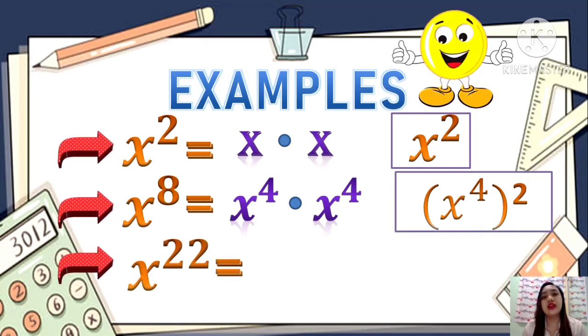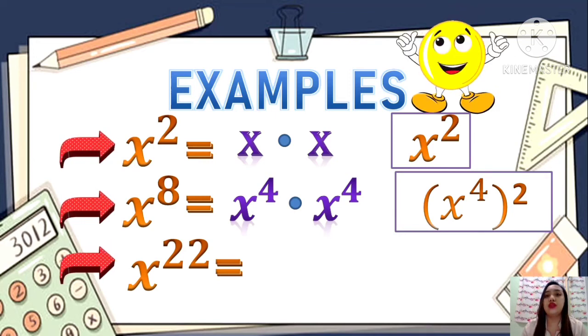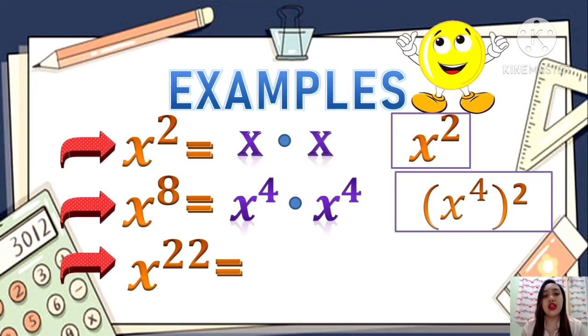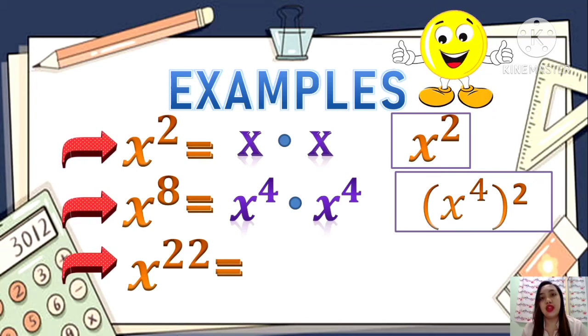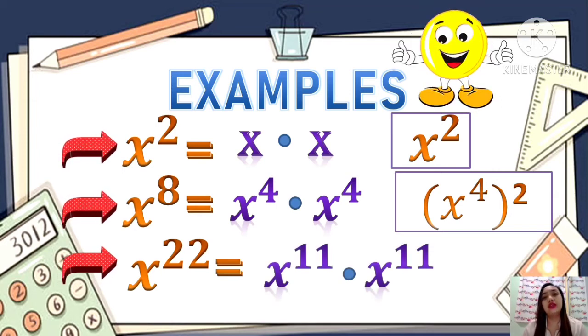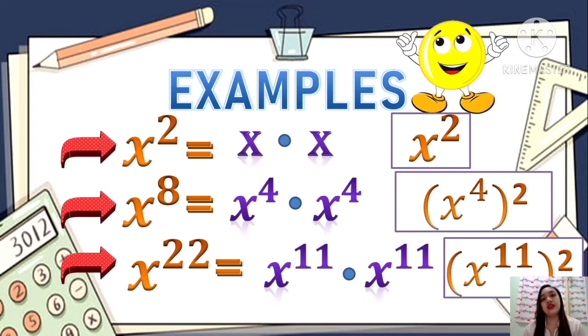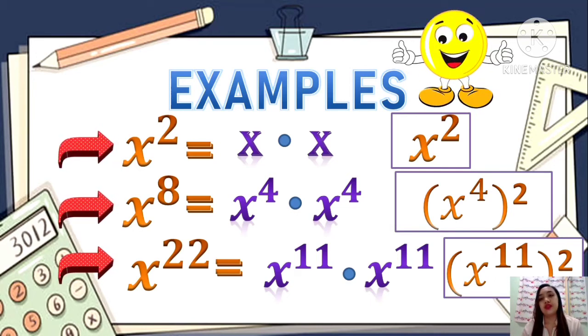Next, x to the 22nd power. Is this a perfect square? Yes, kasi ang kanyang exponent ay even. Now, hatiin natin sa dalawa ang 22. 22 divided by 2, you will get 11. So, x to the 11th power times x to the 11th power, you will get x to the 22nd power. So, did you get it?